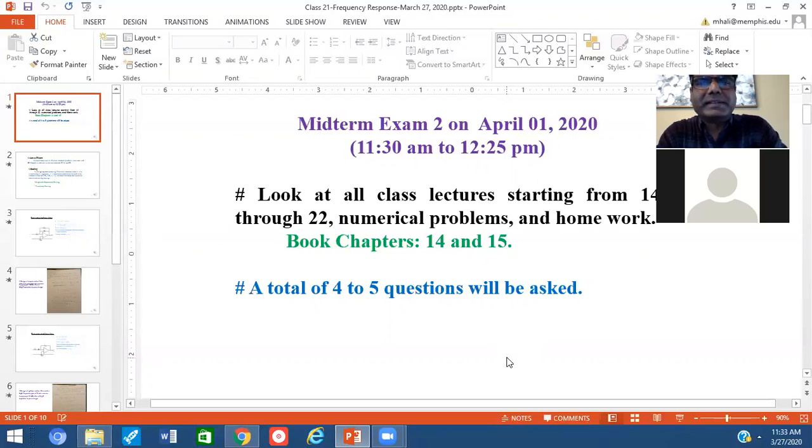First of all, the syllabus should cover class lectures starting from 14 through 22. This means today is 21, and then on Monday it will be 22. So basically you have to look at Laplace transformation, those circuit problems, and the current chapter, which is the frequency response. So you need to look at all numerical problems, homework 3 and homework 4 as well.